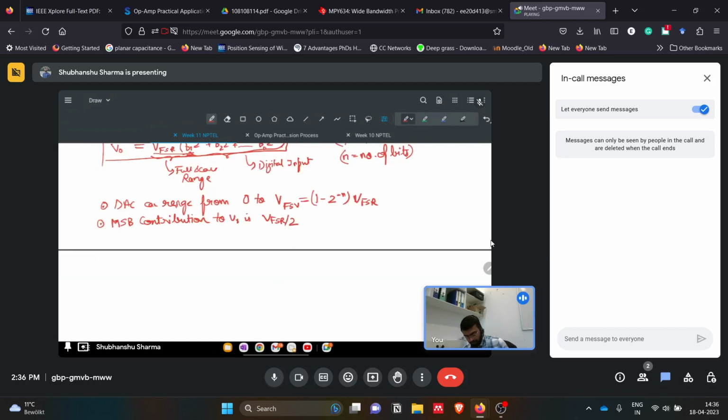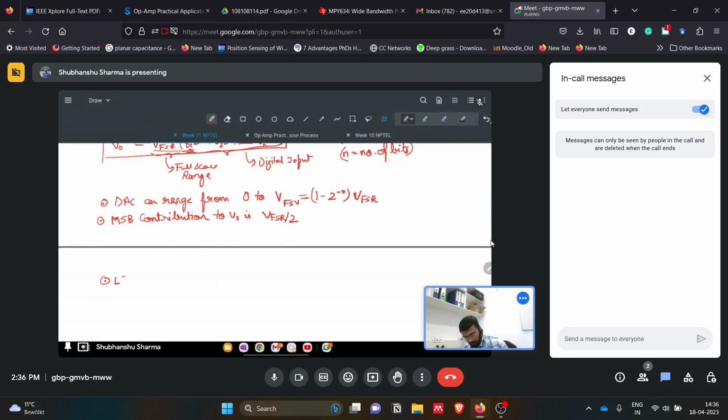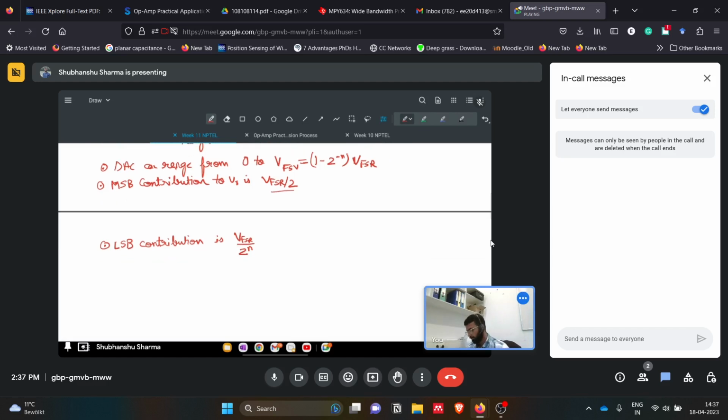And the least significant bit contribution, that is the LSB contribution, is V_FSR by 2 to the power n. By the magnitude also we can see that the MSB is contributing the highest magnitude to the output of the DAC, and the LSB is contributing the least magnitude to the output of the DAC.